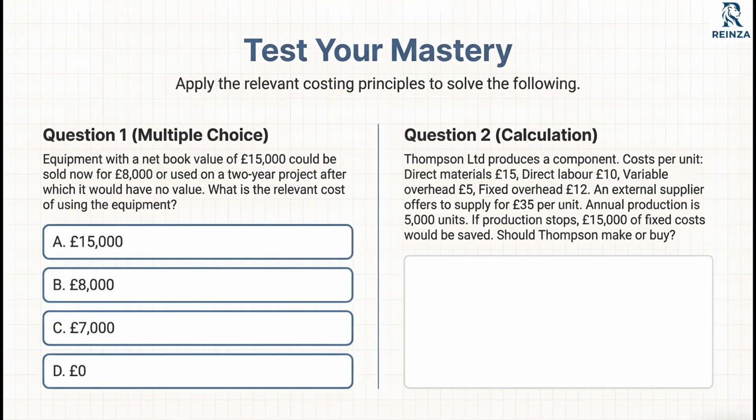Question 2 is a calculation. Thomson Limited produces a component with these costs per unit. Direct materials £15, direct labour £10, variable overhead £5, and fixed overhead £12. An external supplier offers to supply for £35 per unit. Annual production is 5,000 units. If production stops, £15,000 of fixed costs would be saved. Should Thomson make or buy? Pause the video now if you want to work through this yourself.